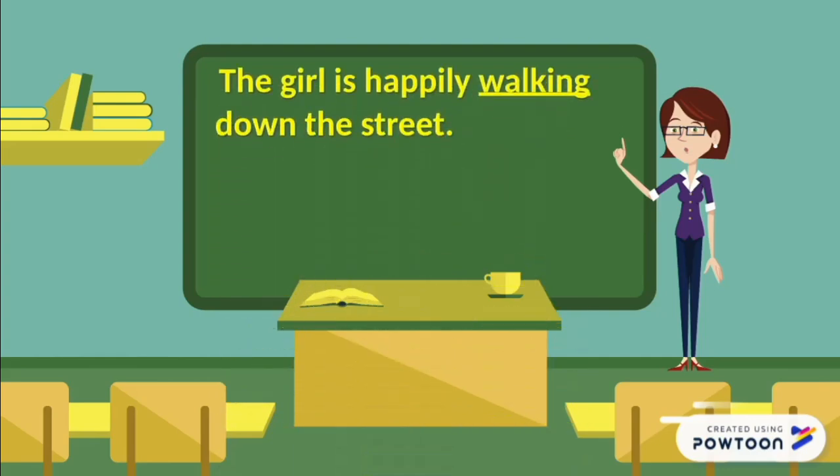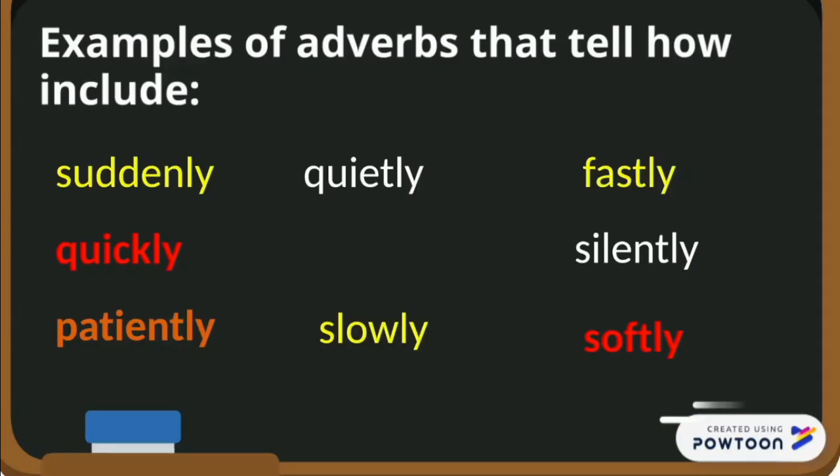The girl is happily walking down the street. Notice in that sentence, the verb walking is underlined. Now, how is the girl walking? If you said happily, you are correct. Good job. Now, here are some examples of more adverbs that tell how. Let's read them together.